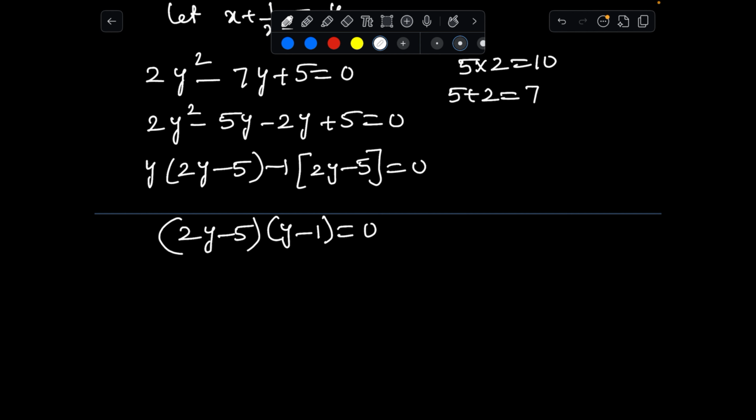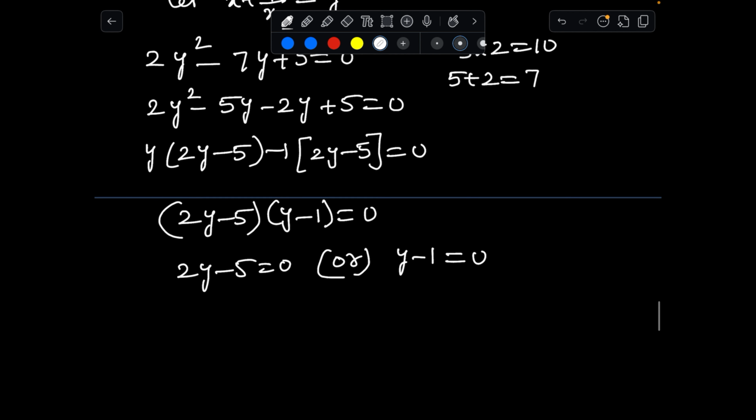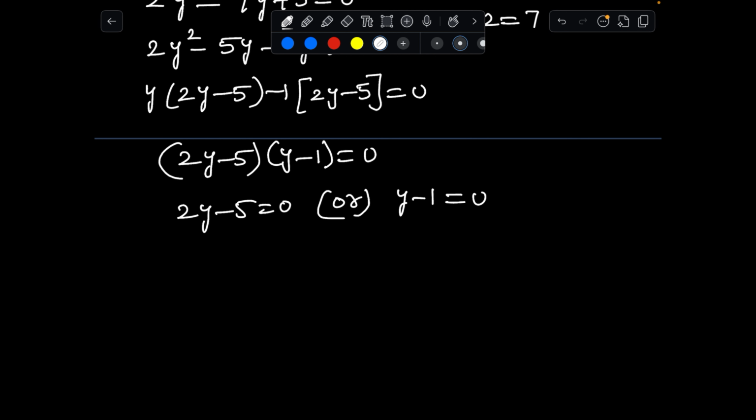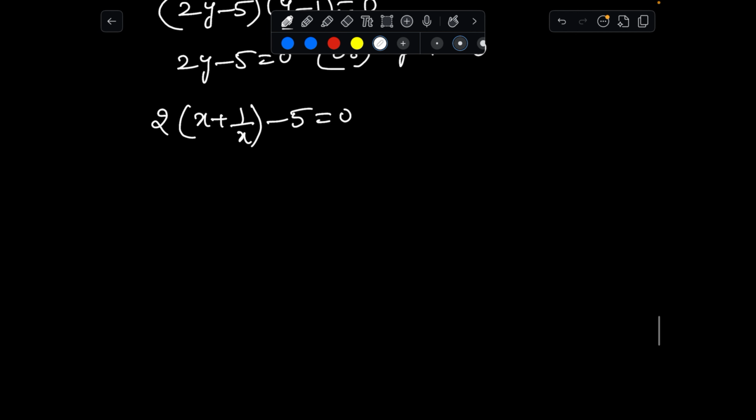Here, either the first factor is equal to 0 or the second factor is equal to 0. That is 2y − 5 = 0 or y − 1 = 0. Now take the y value, that is y = x + 1/x. Substitute in the place of y, then it is 2(x + 1/x) − 5 = 0. Take the LCM: 2(x² + 1)/x − 5 = 0.